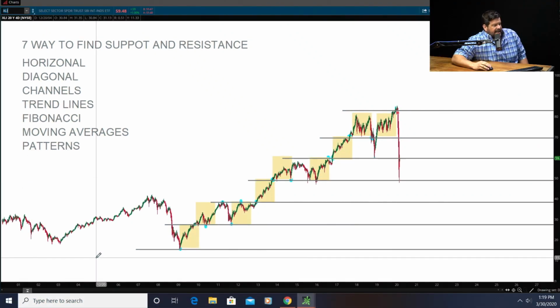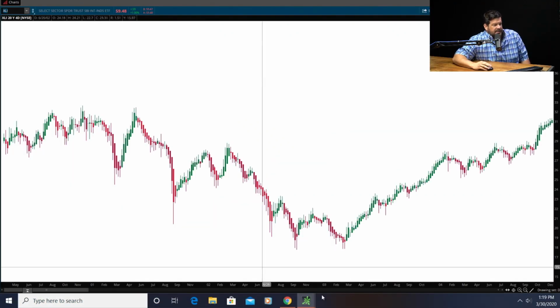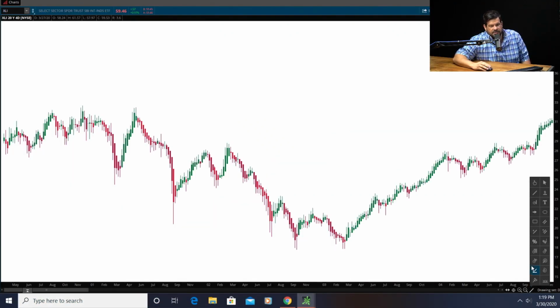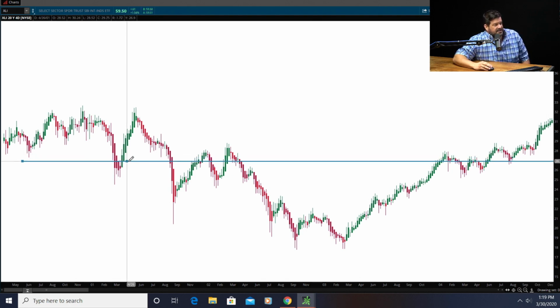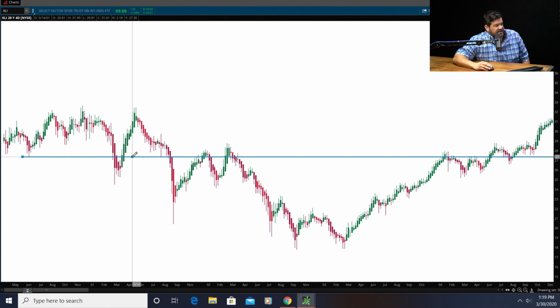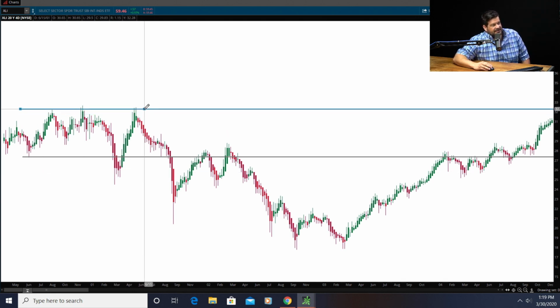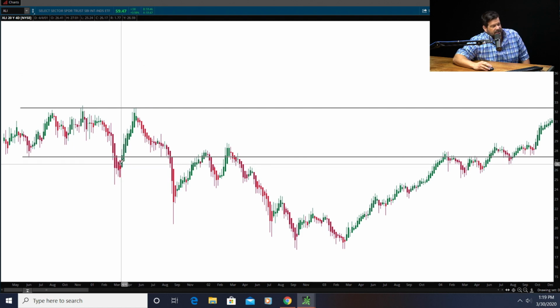Now diagonals. Diagonals I had to learn because I was using horizontals so much, thinking that support and resistance was only based off of horizontal. So if you can see, I drew this line here. Here's old support. And then I would buy here at this price, and you would see it break through. It would stop me out, and then it would shoot right back up. It would hit this resistance level, and I was out of the trade and lost money.